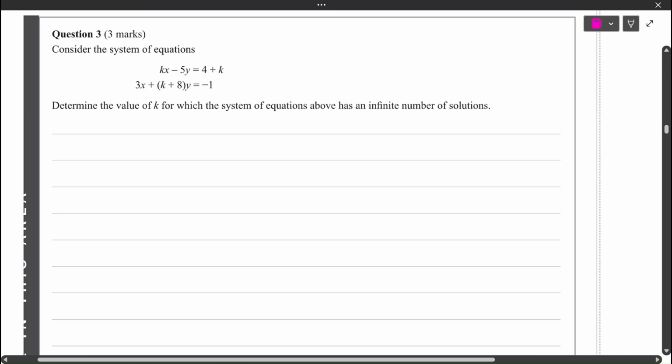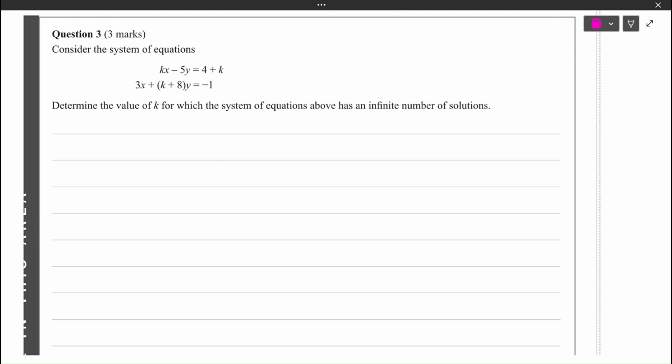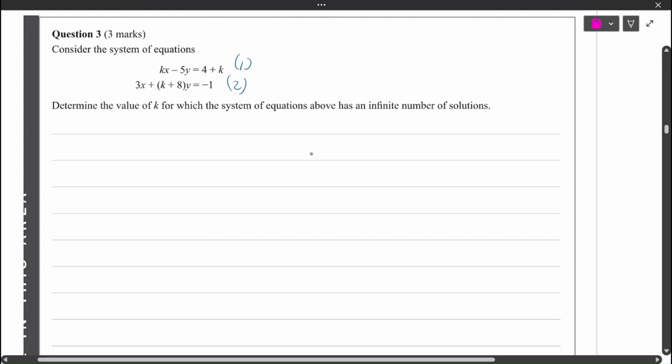Question 3 of the 2022 Math Methods Exam 1. Consider the system of equations, this one here and this one here. Determine the value of k for which the system of equations has an infinite number of solutions.